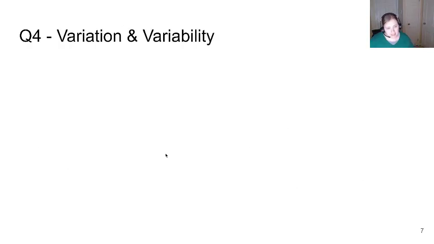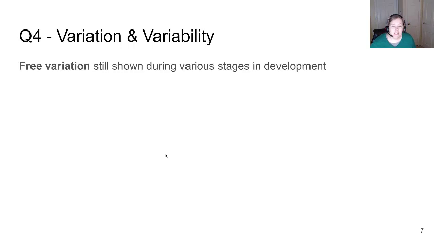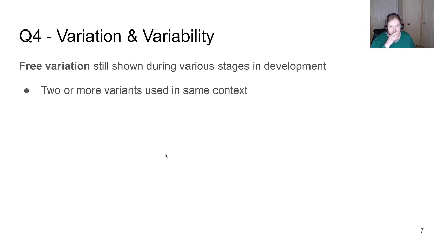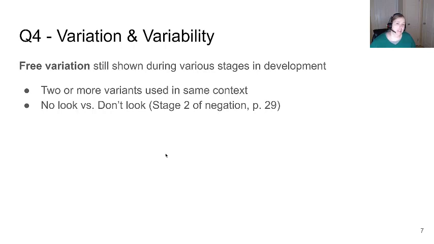The last type of characteristics is under the large bucket of variation and variability. There are some sub-things under that, okay? Free variation versus systematic variation is one of those. So various stages of development have what we call free variation. And that is two or more variants used in the same context. So no look versus don't look, as we saw in the second stage of negation, is one of these, right? They're in free variation. You're not using one or the other for particular purposes. You're just saying, I no look, I don't look, indiscriminately, okay?